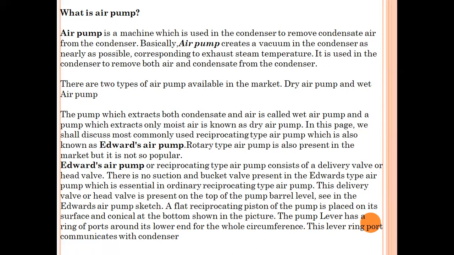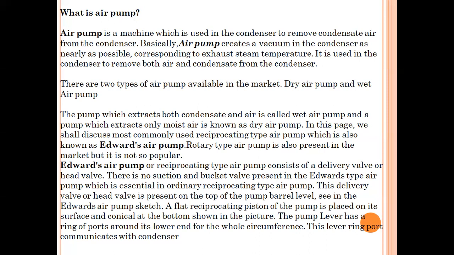The Edward air pump, or reciprocating type air pump, consists of a delivery valve or head valve. There is no suction and bucket valve present in the Edwards type air pump, which is essential in an ordinary reciprocating type of air pump. This delivery valve or head valve is present on the top of the pump barrel.